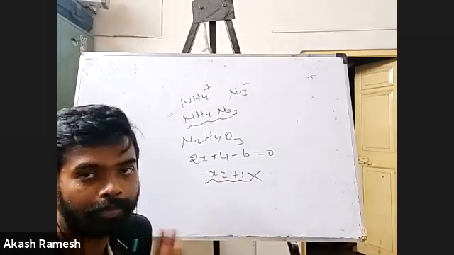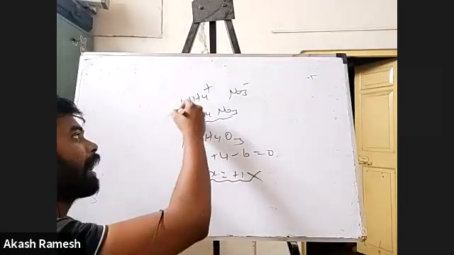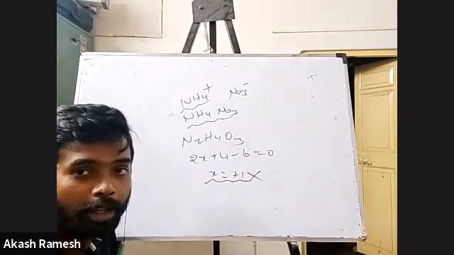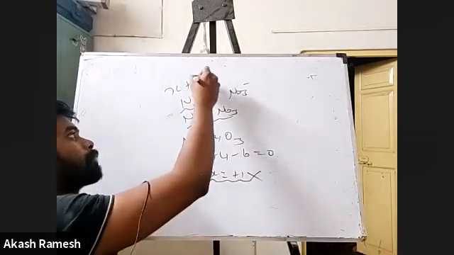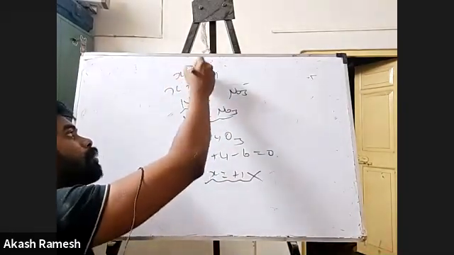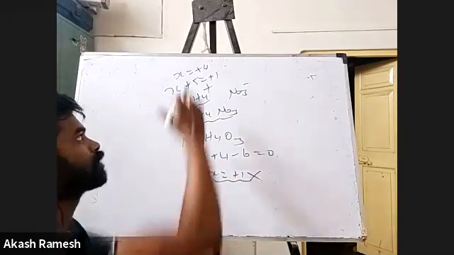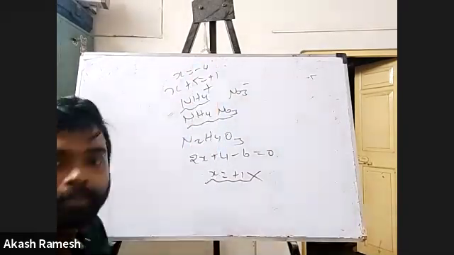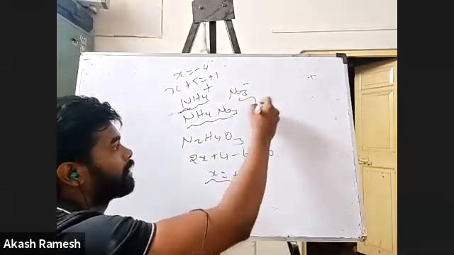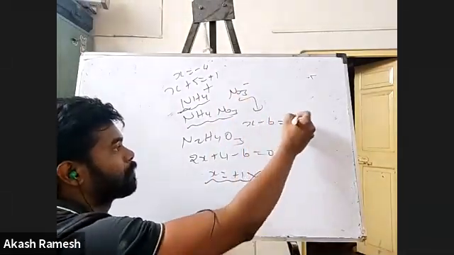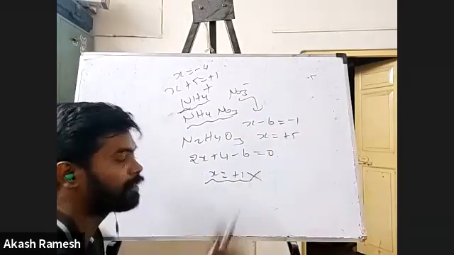Let me prove it to you. In NH4 plus, if I have to calculate the oxidation number of nitrogen, you will put x plus 4 equal to +1, so x is -3. Let me calculate the nitrate ion. x minus 6 is -1, so x will be +5.